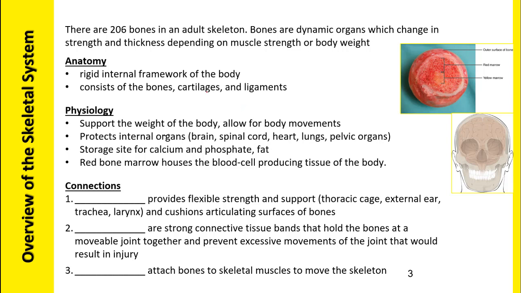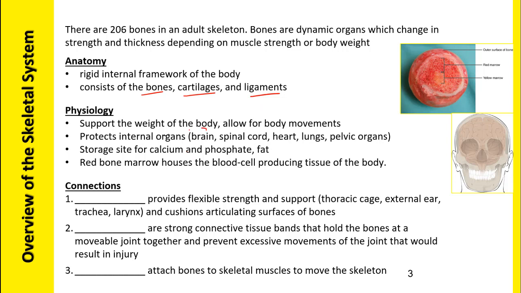The skeletal system forms the rigid internal framework of the body. It helps us to sit upright. It helps to define our body shape somewhat. The skeletal system consists of bones with cartilage that covers part of the bone, together with ligaments that bind bone to bone. In terms of function, it helps to support the weight of the body. It helps to protect internal organs.